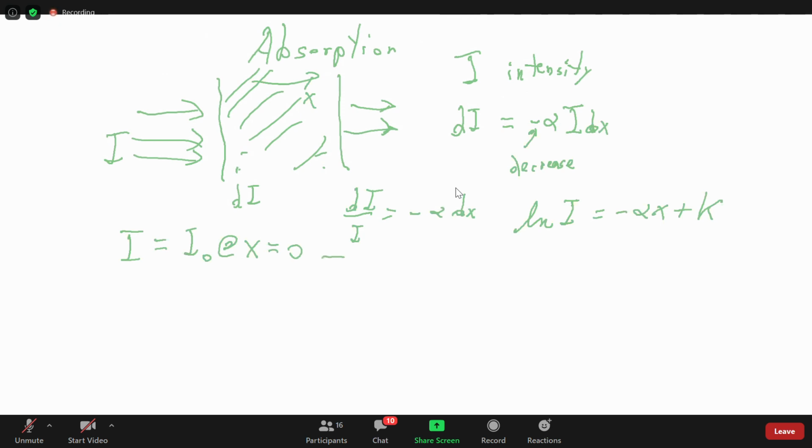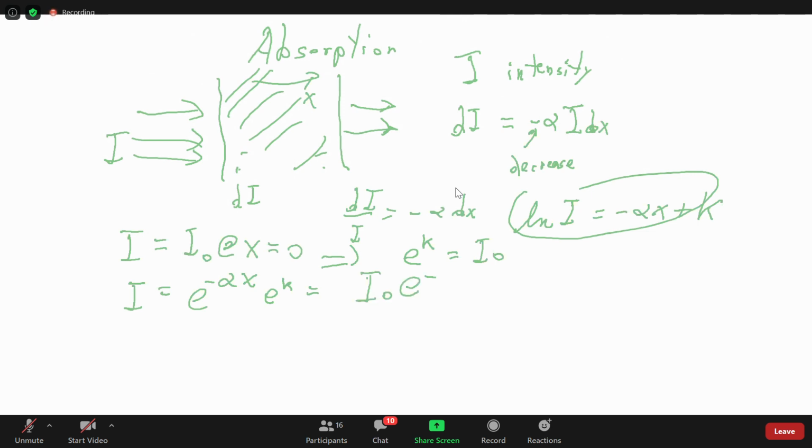So we plug that into this equation over here, and we equate this constant e to the k as I0. So I, the intensity as a function of x, is going to be e to the minus alpha x times e to the k, or I0 e to the minus alpha x. This is a very famous law. It's called Lambert's law.